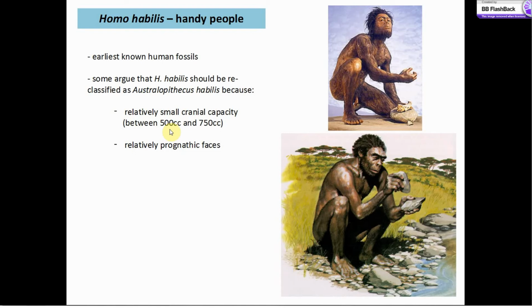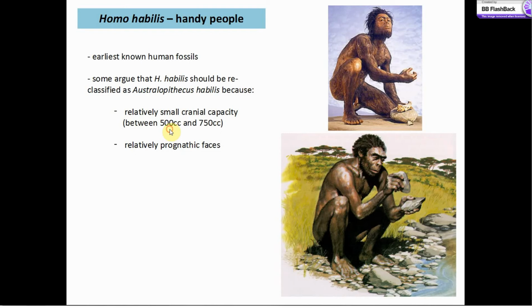I guess this is just a question of where you want to draw the line between Australopithecus and Homo. If you define Homo as having a large brain capacity, then, well, what do you consider large? 500 cubic centimeters is more than a chimpanzee and more than an Australopithecus africanus.